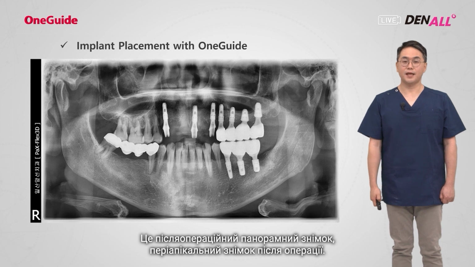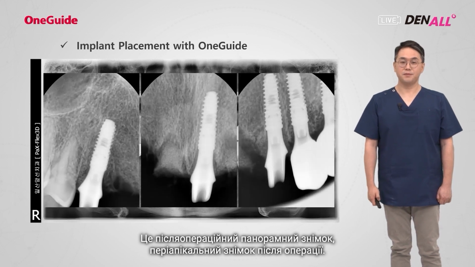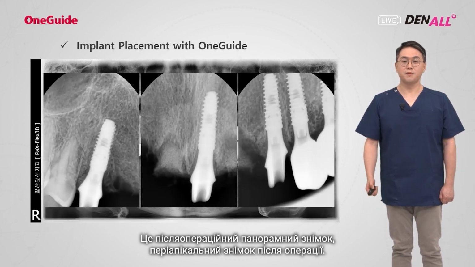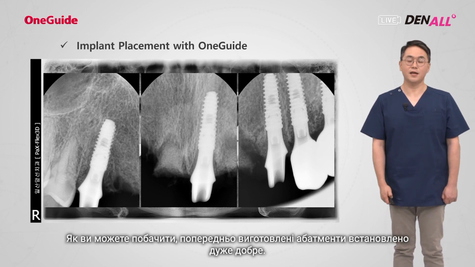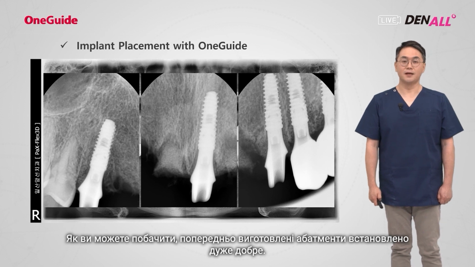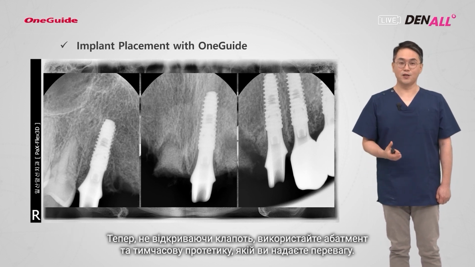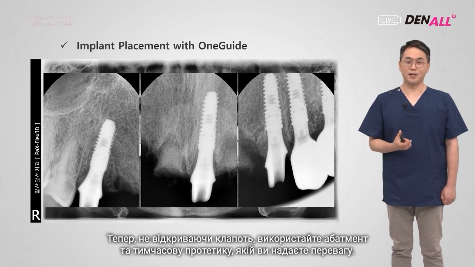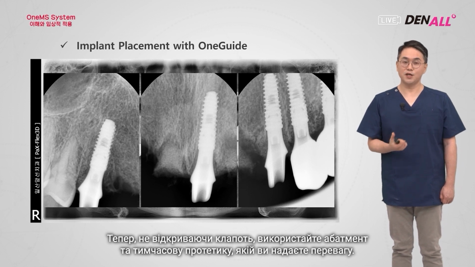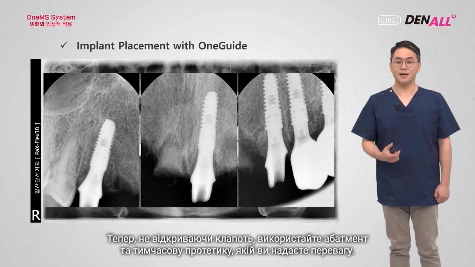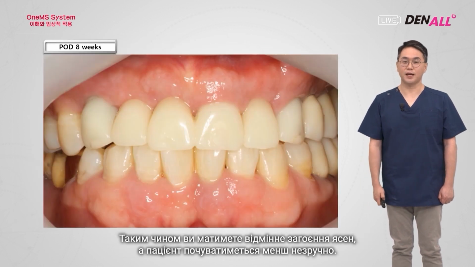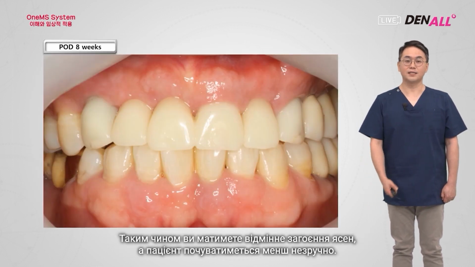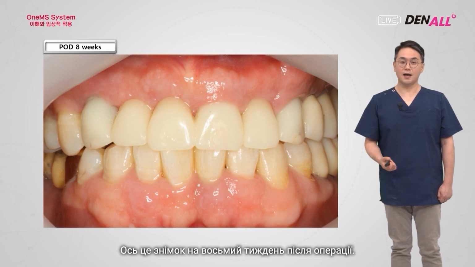Now, after surgery, this is the panorama photo, and this is the PA after surgery. As you can see, the prefabricated abutments are placed very well. Without opening a flap, using the abutment and the temporary that you prefabricated, you can have an excellent gingival feeling and the patient will feel less uncomfortable. This is 8 weeks post-op.